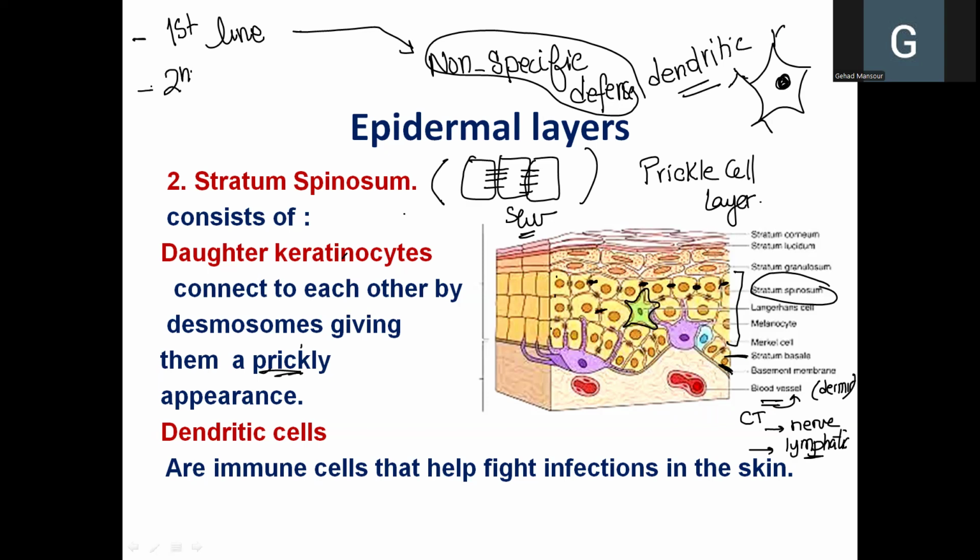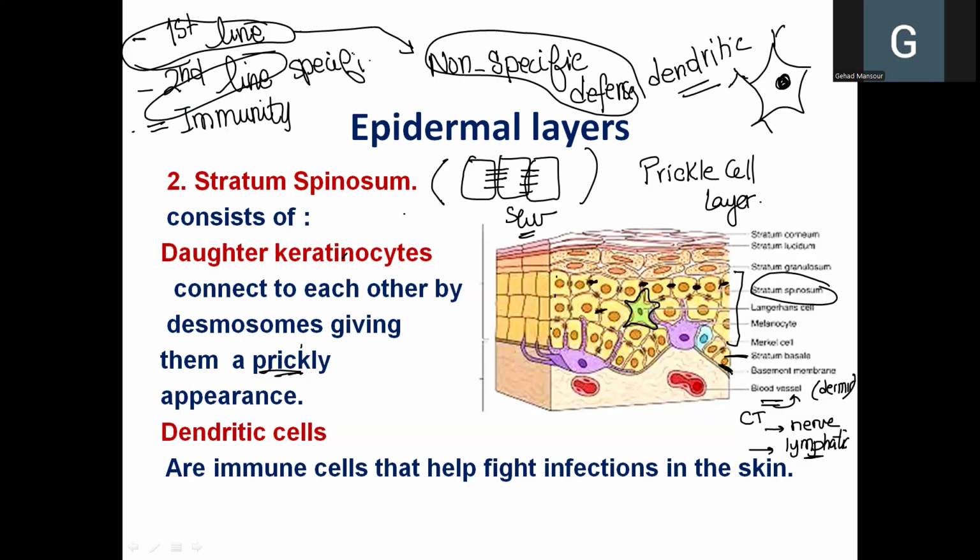And then we have a second line of defense that is more specialized, more specific, in which every immune cell is responsible for a certain microbe or a certain antigen. This second line of defense is what we call immunity. So the cells that work in the first line of defense, which is non-specific, are called non-specific defense cells, and the cells that work in the second, specific line are called immune cells.